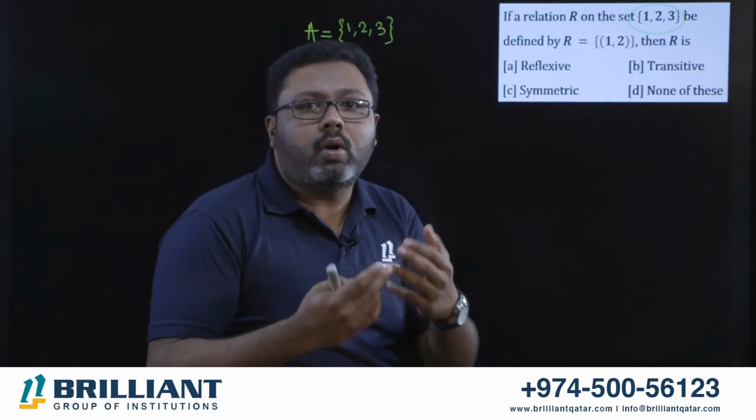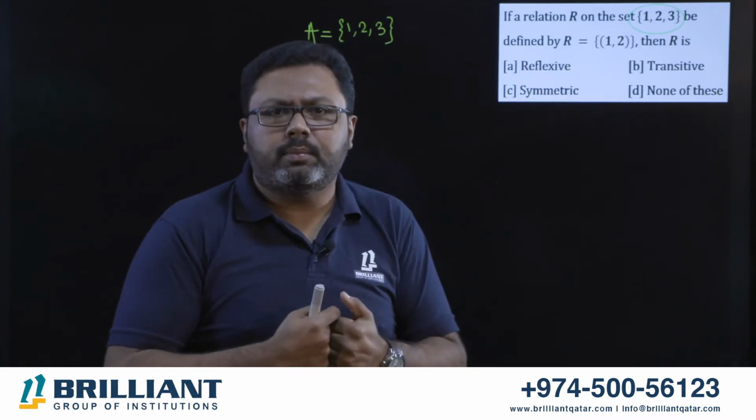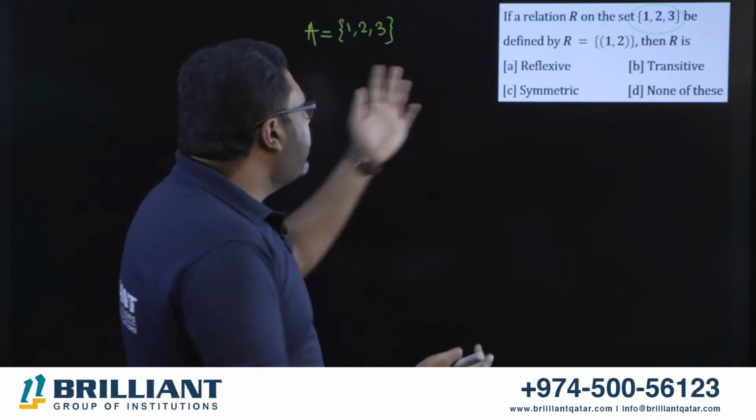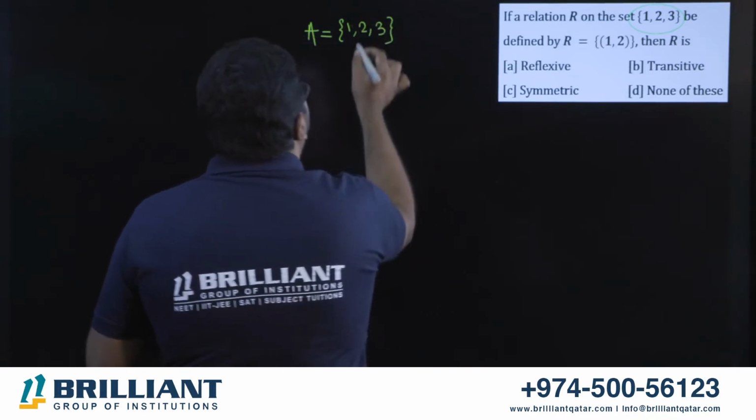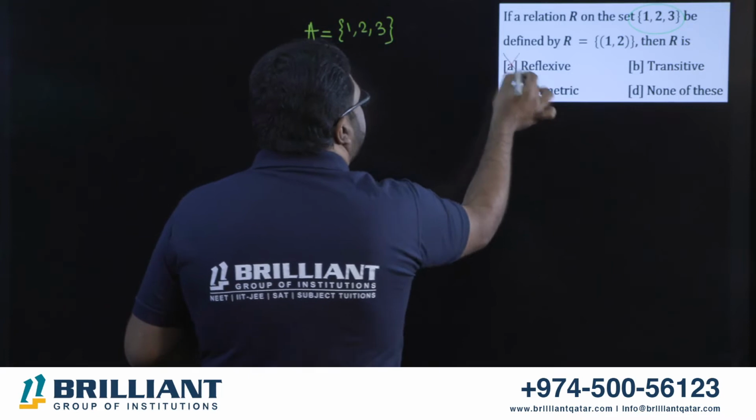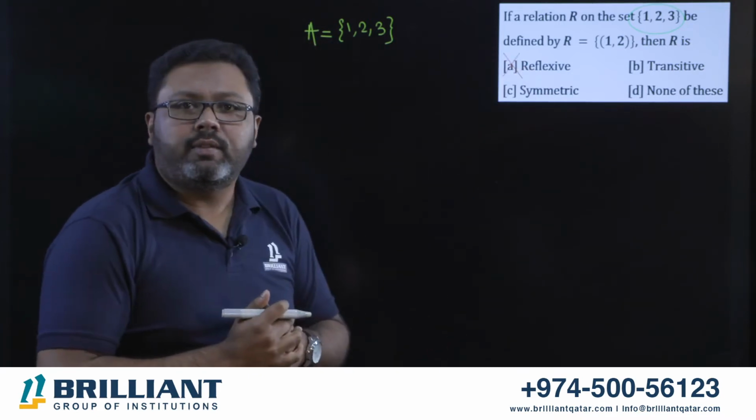Do you have a pair called 1, 1, 2, 2 or 3, 3 in it? You don't have it. Yes, I don't have a pair called 1, 1, 2, 2, 3, 3. So I can say R is not reflexive.